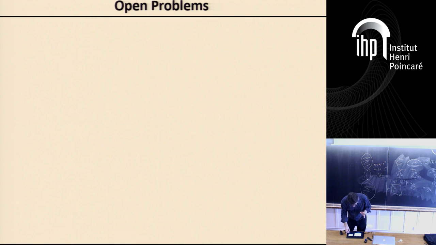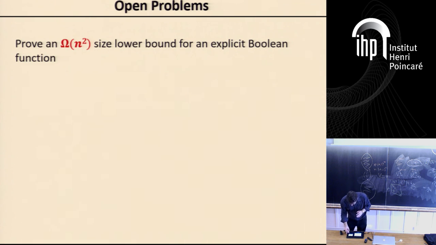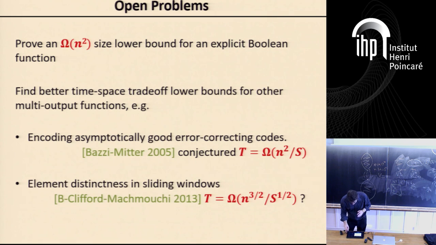Yes, so they prove it for a wider range of functions, and then we have the same problems that I mentioned in the first talk. Prove that error correcting codes that are asymptotically good require time-space product n squared. So there are a lot of other open problems related to non-deterministic branching programs. There's a whole range of problems, but this gives some flavor of where we are.